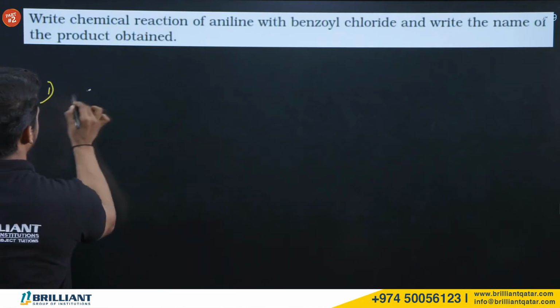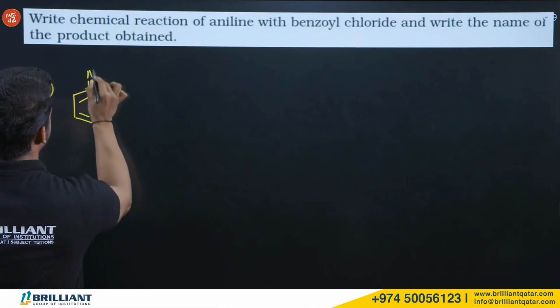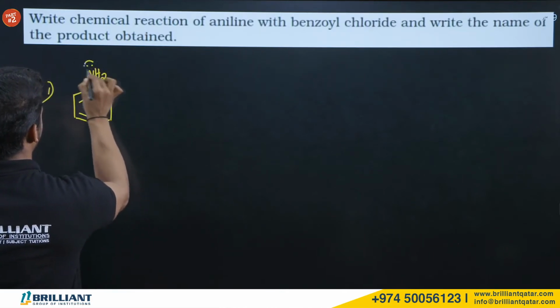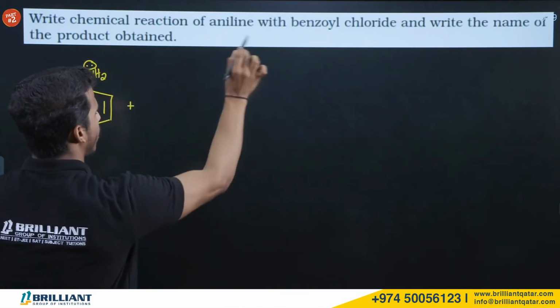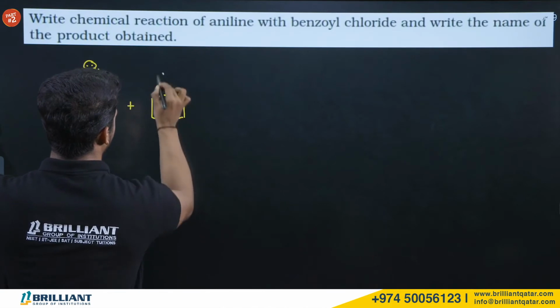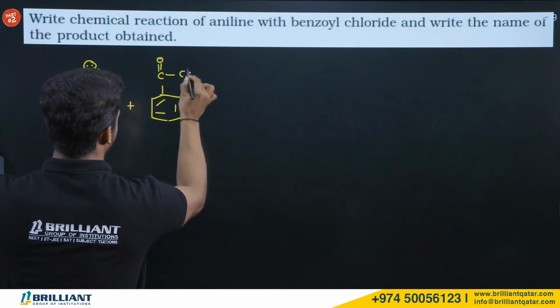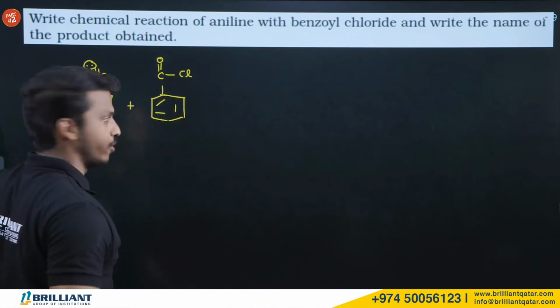Let me take your starting material as aniline, benzene with NH2. The nitrogen contains a lone pair. It is treated with the compound benzoyl chloride. What is benzoyl chloride? Benzene with COCl. This is called benzoyl chloride. Let us go through the mechanism first of all.